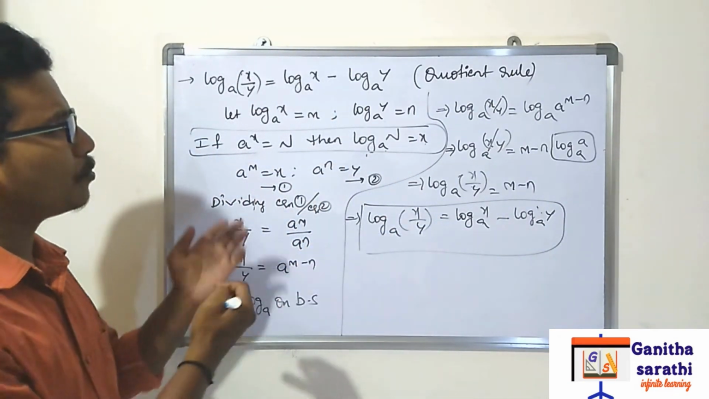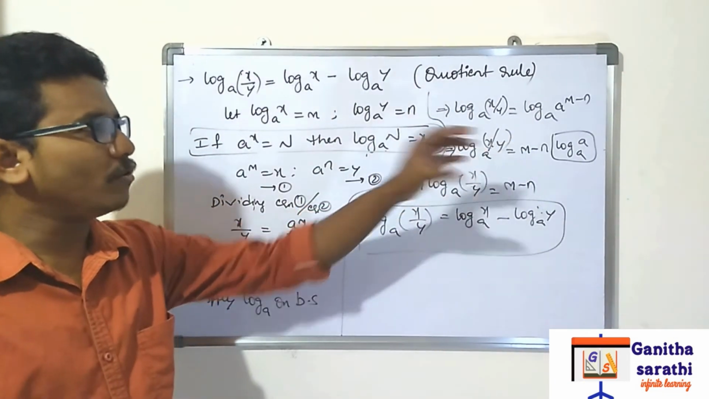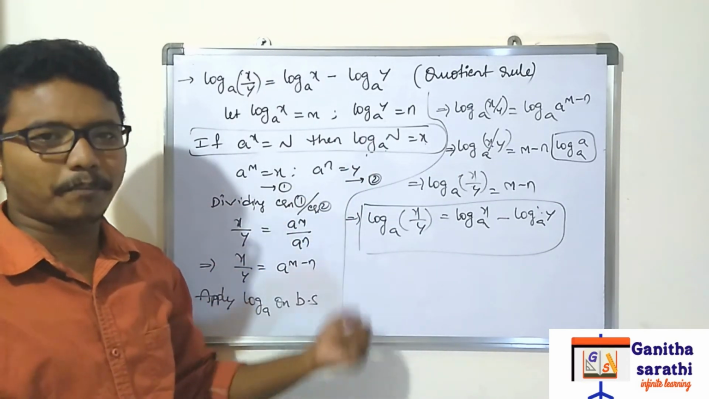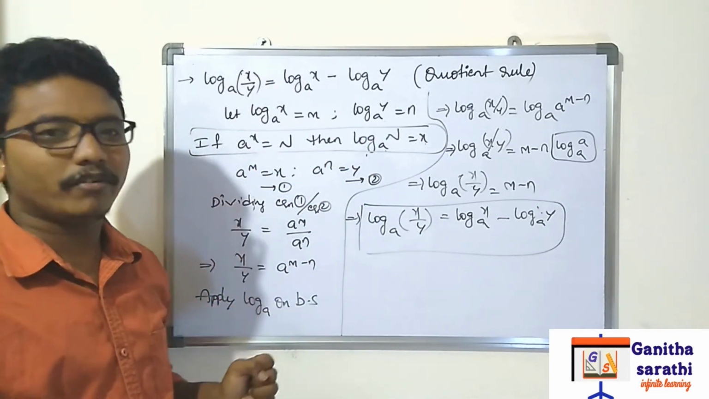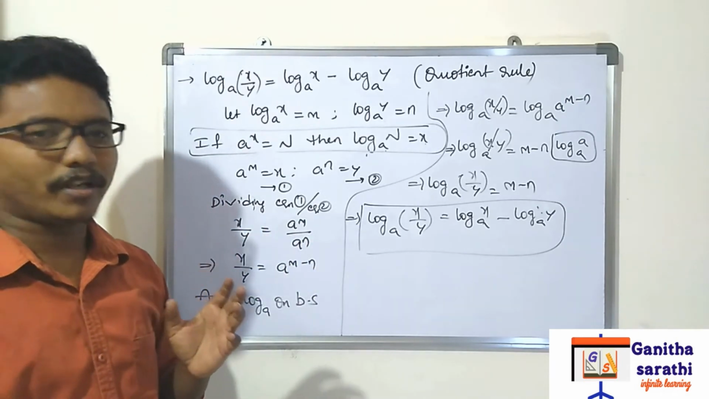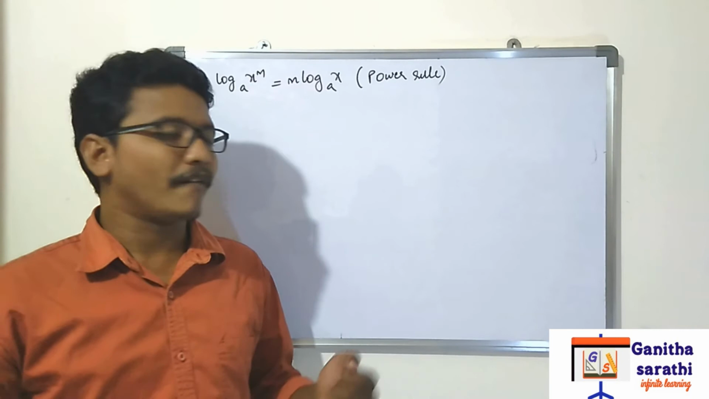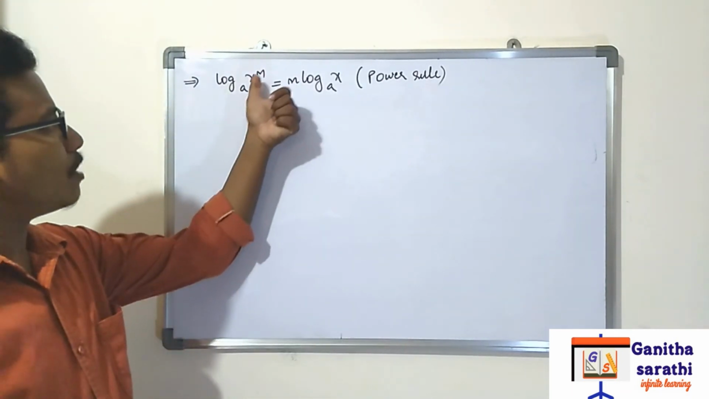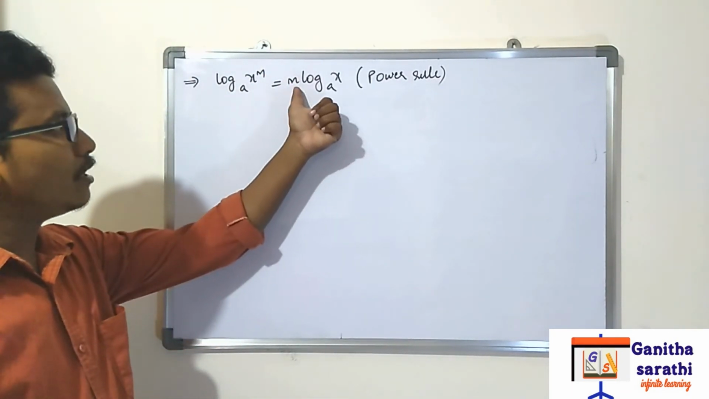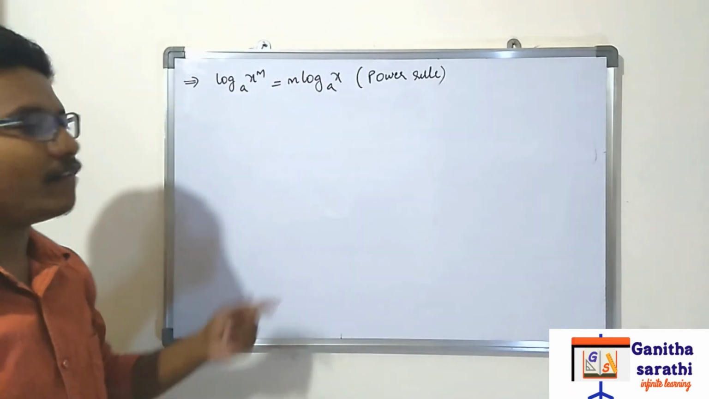Okay, it is the same proof for product rule and quotient rule. In product rule, what will we do? We will multiply the equations. In quotient rule, what will we do? We will divide the equations. Okay. Now let us move on to the next rule, that is the power rule. See, power rule: log x to the power m base a is equal to m log x base a. We will prove this one.